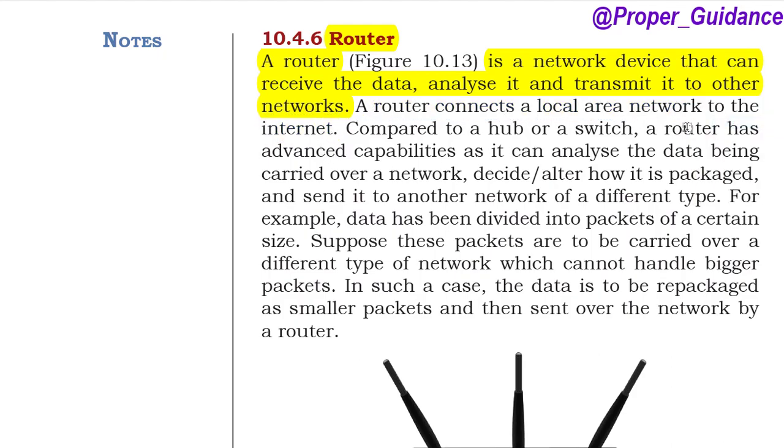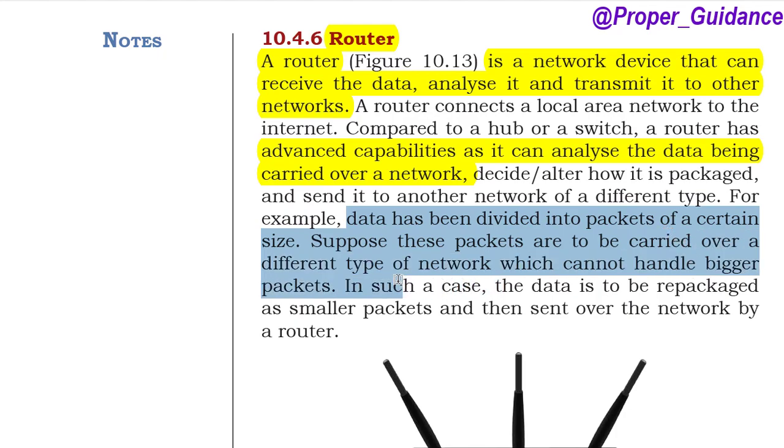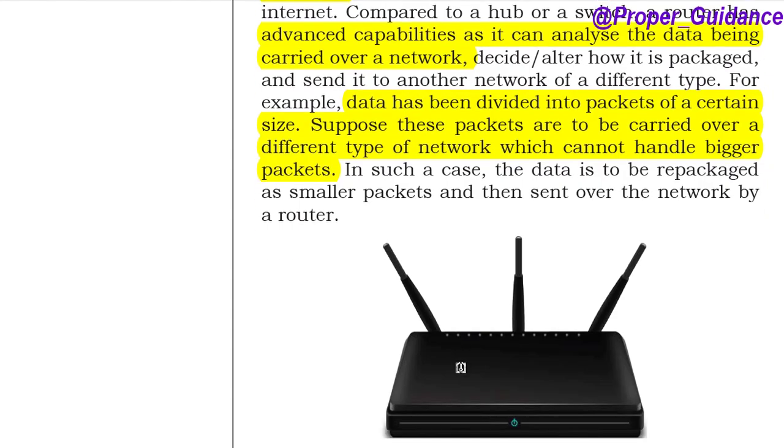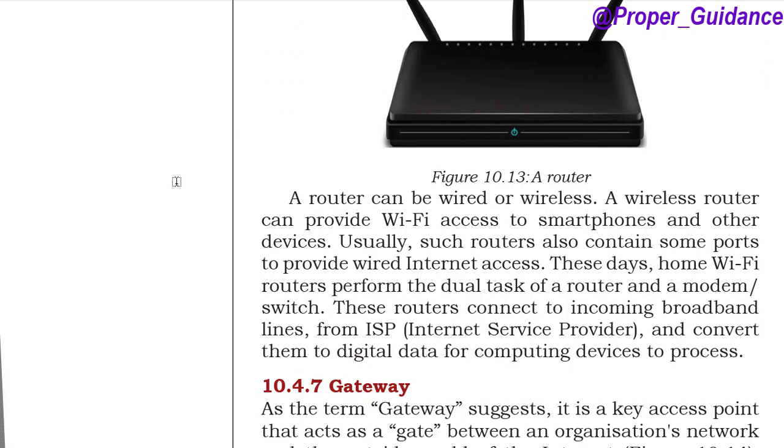A router connects a local area network to the internet. Compared to a hub or a switch, a router has advanced capabilities as it can analyze the data being carried over a network, decide, alter how it is packaged and send it to another network of different type. For example, data has been divided into packets of a certain size. Suppose these packets are to be carried over a different type of network which cannot handle bigger packets. In such a case, the data is to be repackaged as smaller packets and then sent over the network by a router.